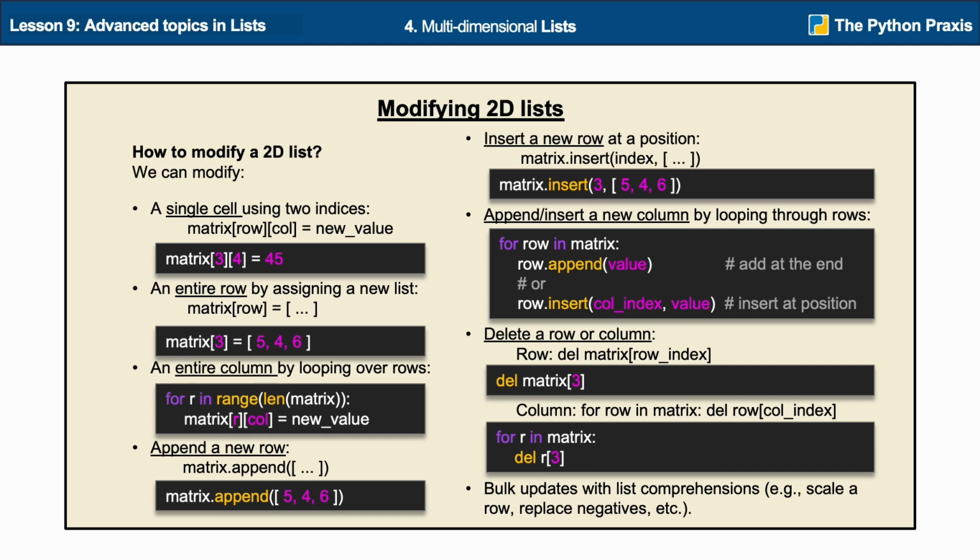To do that, we loop through the rows and update the same column index each time. The syntax is: for each row index r in the list, set the element at row index r, column index c to the new value.